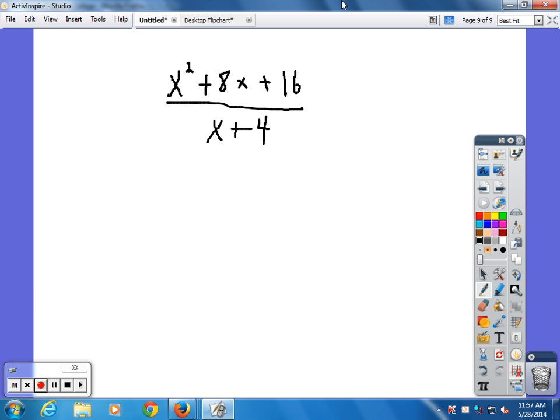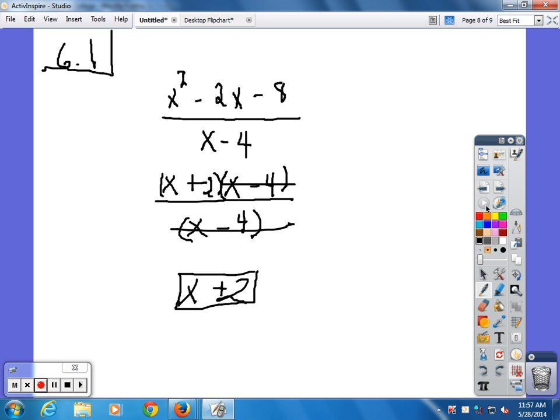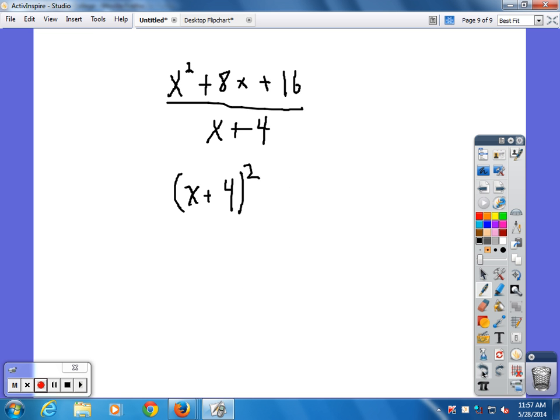So what is the top? Shortcut number 1, Hubert. That's right, class. X plus 4, quantity squared, over x plus 4. I should type it, but it'll take too long.